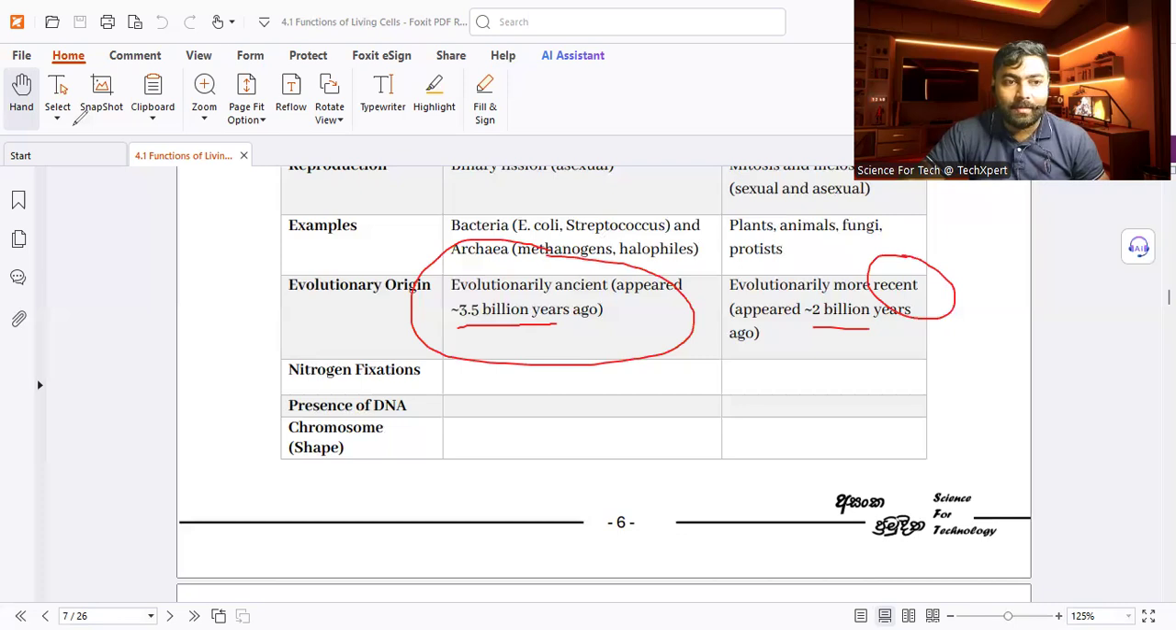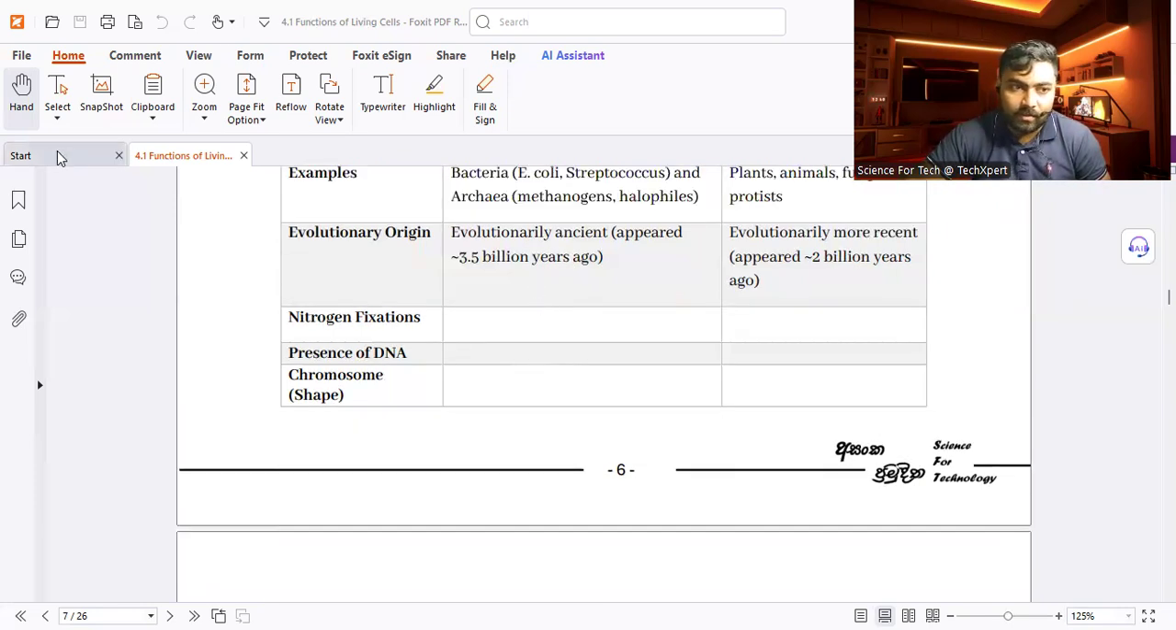Then there's a special feature which can only be seen in prokaryotic cells. That's nitrogen fixation. This nitrogen fixation can only be seen in bacteria. In eukaryotic cells, you can't see any nitrogen fixation. Some bacteria are capable. As examples, cyanobacteria and rhizobium.